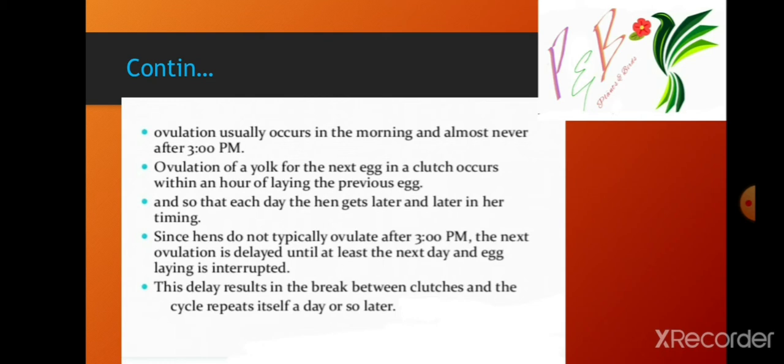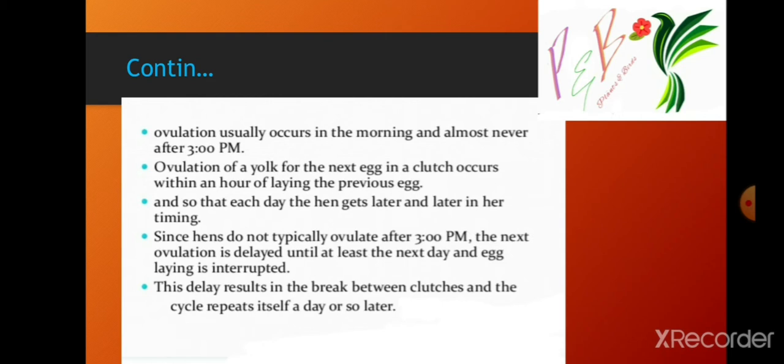Ovulation of the yolk for the next egg in the clutch occurs within an hour of laying the previous egg. So if on day 1 it laid an egg at 7 o'clock, the next egg will be released before 8 o'clock, meaning 7:30 or 7:45. The next day the egg will be late because it takes 24 hours of journey. When it reaches there, it will lay the egg at 7:45. The next egg will be released at 8:30 or so, and it will lay the next day at 8:30.